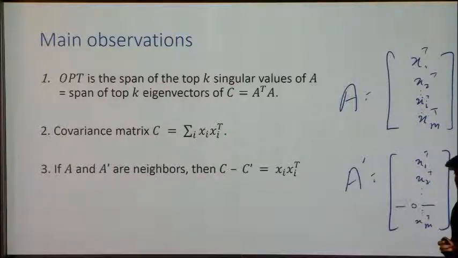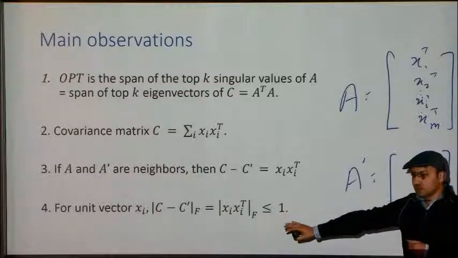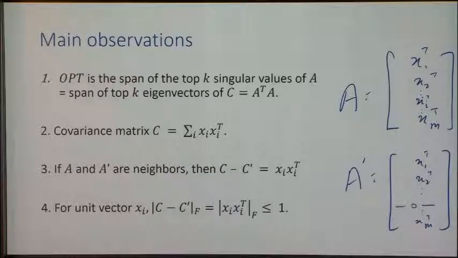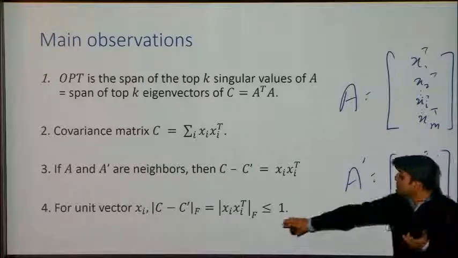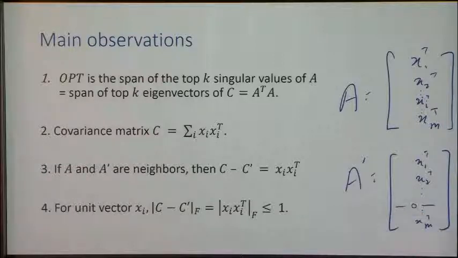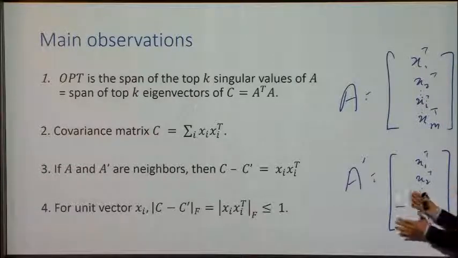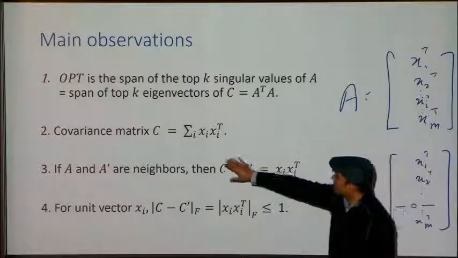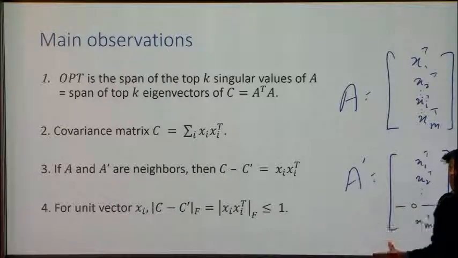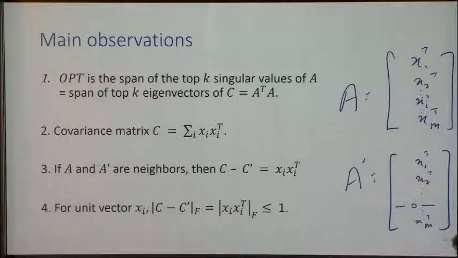What do I know about x_i x_i transpose? I know that x_i has norm 1. And what that means is that x_i x_i transpose is a rank 1 matrix whose spectral norm is 1. So it's a rank 1 matrix, only one eigenvalue, that's 1. What that means is that the Frobenius norm of x_i x_i transpose is at most 1. So what have I said here? If I look at this quantity C, by adding or removing one person, the total change in this matrix, the sum of squared entries of the change, is at most 1.